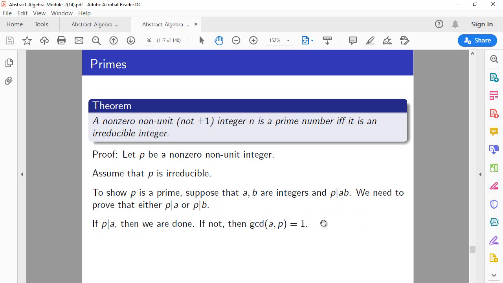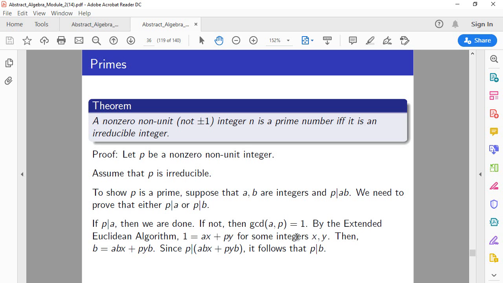So now we can apply the extended Euclidean algorithm, and then we can write the GCD 1 here as a linear combination of a and p. So 1 can be written as a multiple of a plus a multiple of p, so 1 = ax + py, where x and y are some integers. Then multiply both sides of this equation by b, and we have b = abx + pyb.